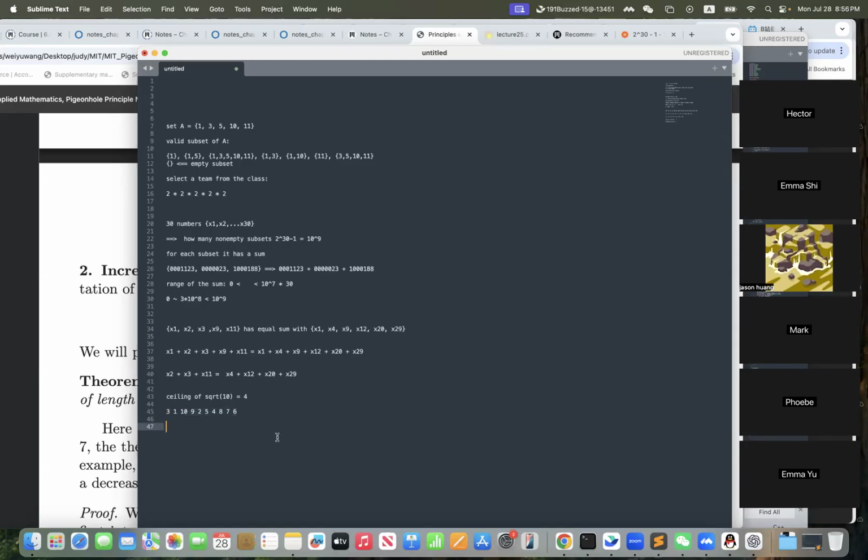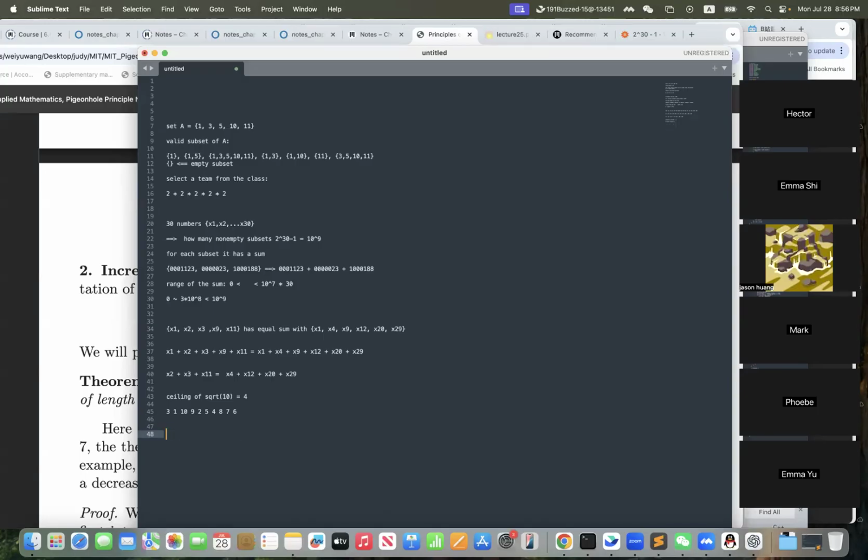So maybe your permutation is good, right? Maybe your permutation is like this: 1, 2, 3, 4, 5, 6, 7, 8, 9, 10. If you're lucky enough, you of course have an increasing subsequence of length 10. It's just all the numbers, because 1, 2, 3, 4, 5, 6, 7, 8, 9, 10 here is a subsequence of this permutation, right?